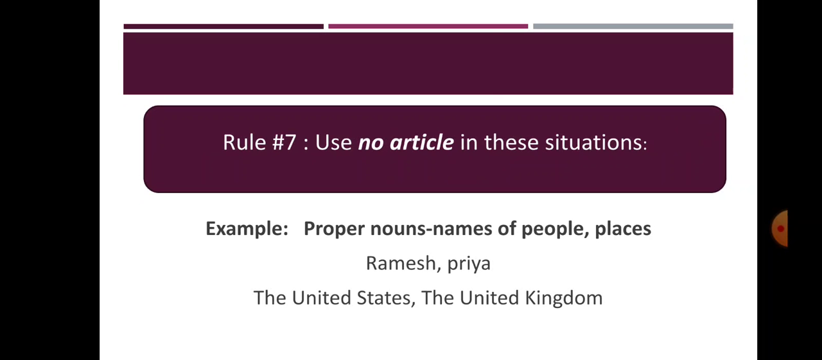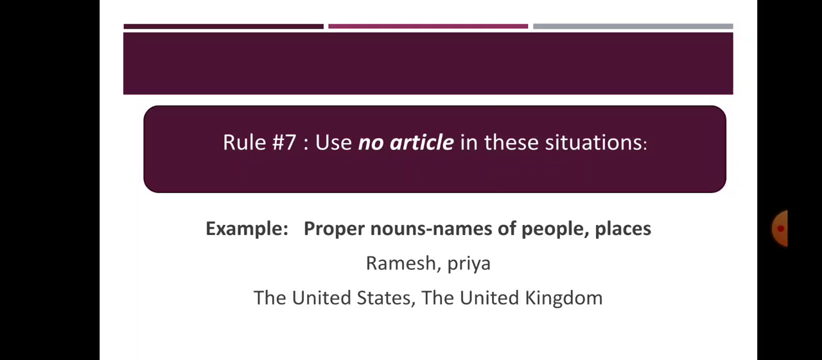Use no article in this situation. Now, children, there are some sentences where articles are not required, when articles are not necessary, but they are wrongly used. This is very important, and this is one place where mistakes are very common because there are many situations where you should not use an article. We use no article in front of proper nouns, that is, the names of people or places. We don't say a Ramesh or the Priya. We just say their names without a or the. And the same thing goes for places also.